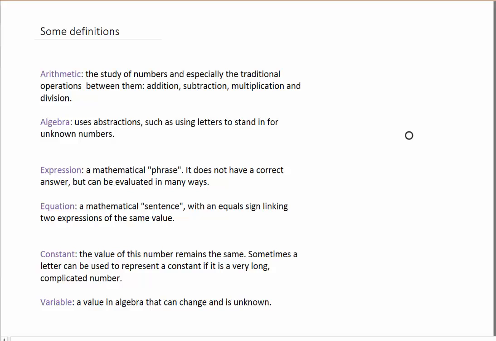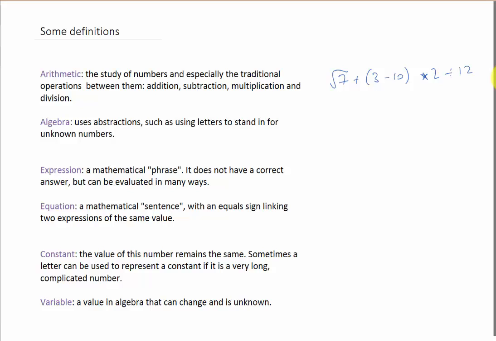At the start of this unit, I would like to give you some definitions just so we all know what we're talking about going forward. So when we talk about arithmetic, we mean the study of numbers and the operations between them, so addition, subtraction and so forth. So it's thinking about how to deal with something like this. So these are all the different operations, so addition, subtraction and so forth, that we can have between different numbers.